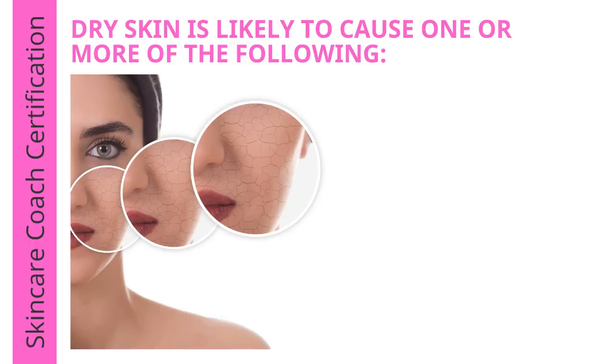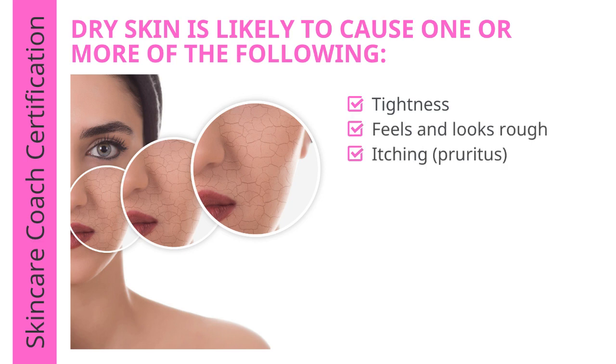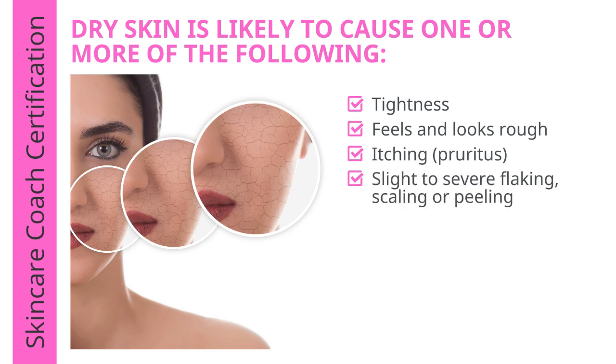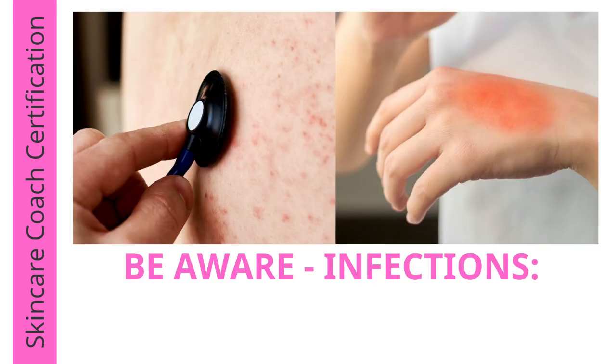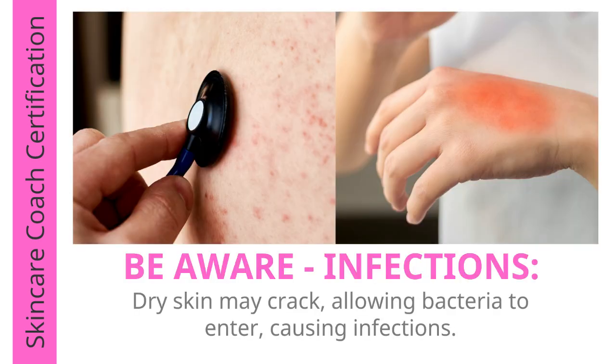Dry skin tends to cause one or more of the following conditions: a feeling of skin tightness, especially after showering, bathing, or swimming; skin that feels or looks rough, which has itching, slight to severe flaking or scaling or peeling; fine lines or cracks; gray, ashy skin; redness; deep cracks that may bleed. Infections as well happen. With dead, dry skin, it can crack, allowing bacteria to enter, causing infections.